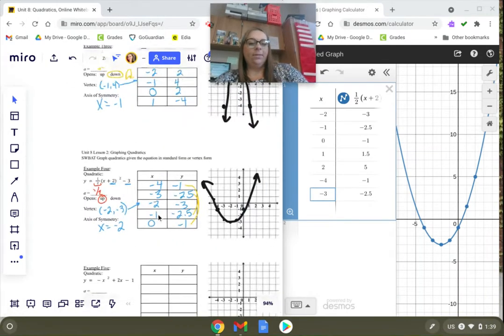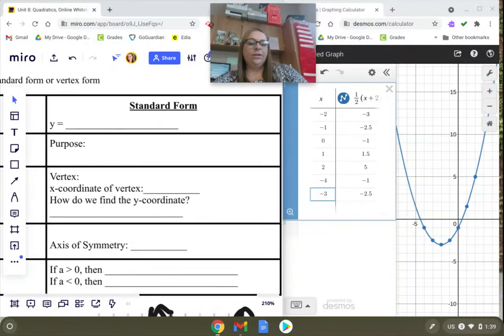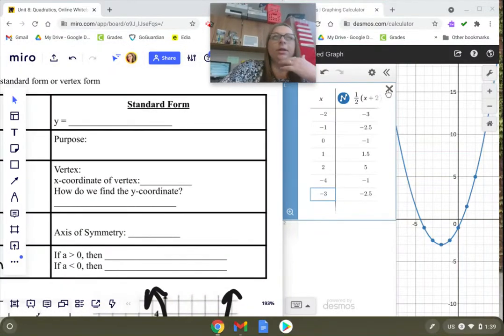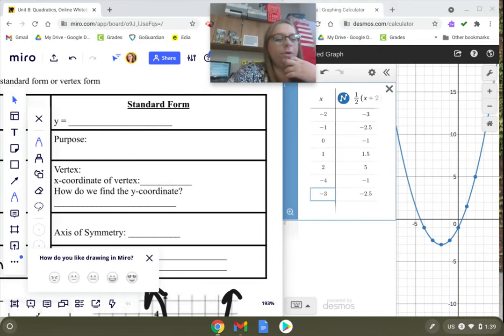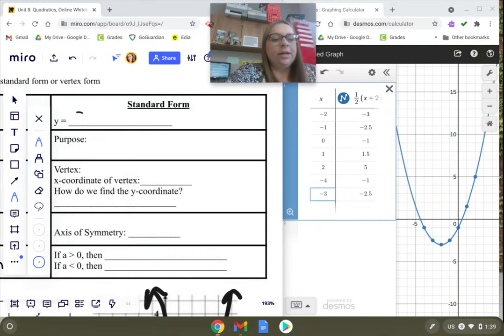So now let's jump back up and talk about standard form. Okay, standard form is not as straightforward as the vertex form. So when we're doing this one, my formula is ax squared plus bx plus c. The purpose of this one, I don't really know. It's just kind of the standard form, hence why it's called standard form. But the vertex form is a little bit easier.